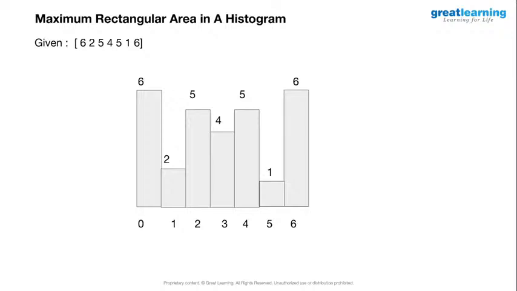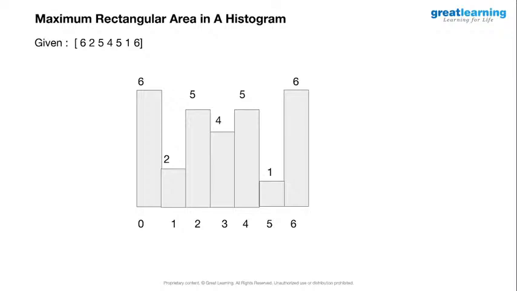So for 2, if you can observe, we can easily expand it until we see the height that is what? It should be either less than, or greater than or equal to 2. If you see the right hand side of 2, we have 5, we have 4, we have 5. So we can easily expand it until that point on the right hand side. But on the left hand side, we can only expand it on the 6 side.